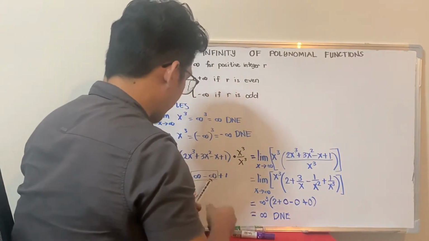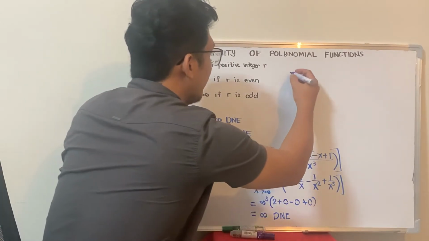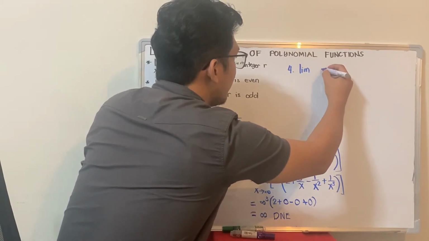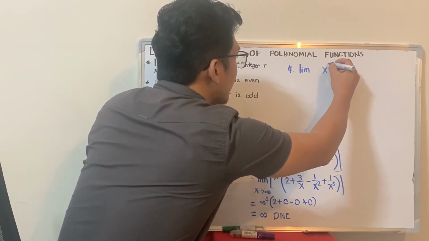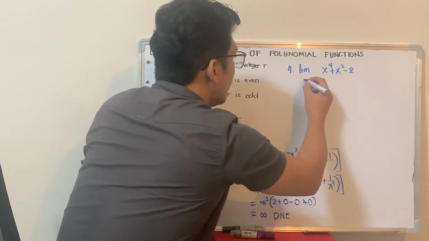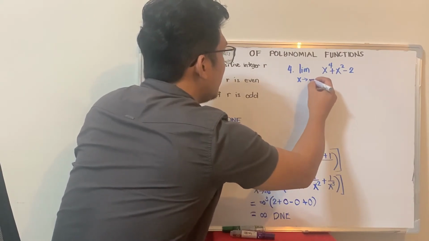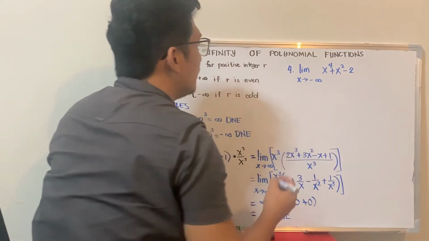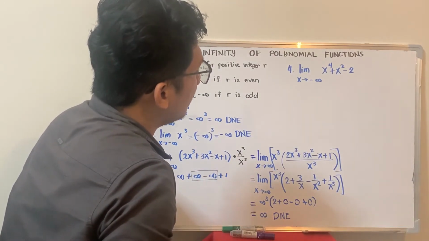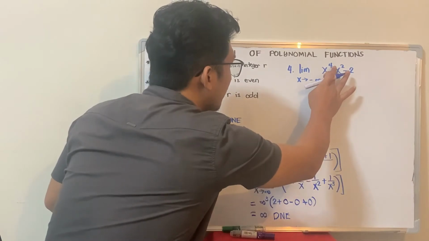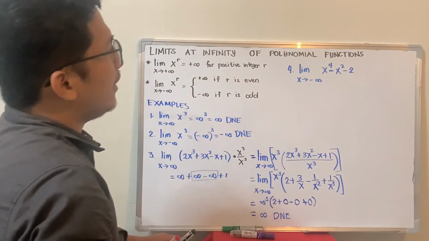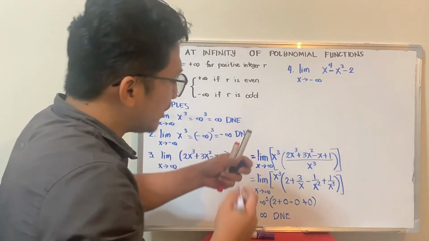So sa example number 4, I'll just use the same style para mas maklaro pa. If you are to solve for the limit of, let's say, x raised to 4 plus x squared minus 2, as x approaches, let's say, negative infinity. So it doesn't matter on positive or negative infinity here. Okay, sa negative infinity man good. I think this one is quite simple. Dapat na ka-minus na siya para mag-indeterminate gihapon. Okay, syempre, infinity minus infinity, kung i-substitute mo na siya.